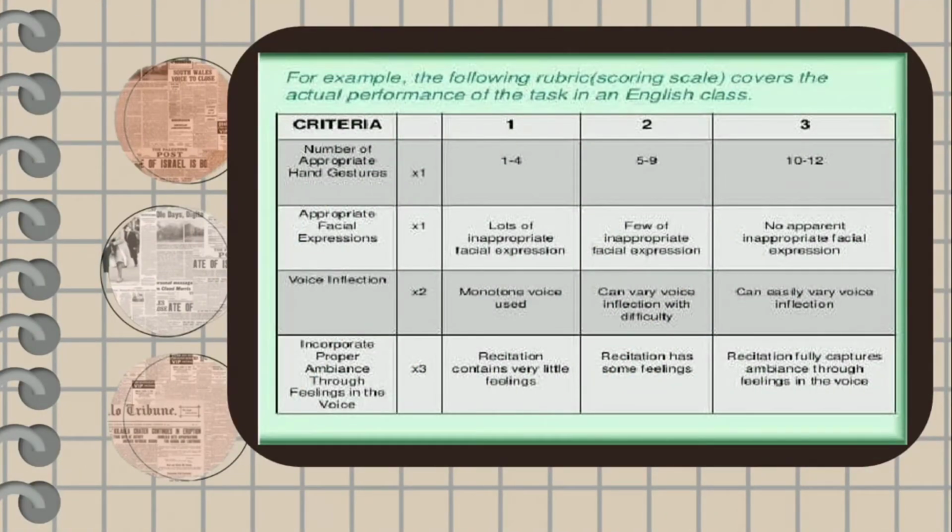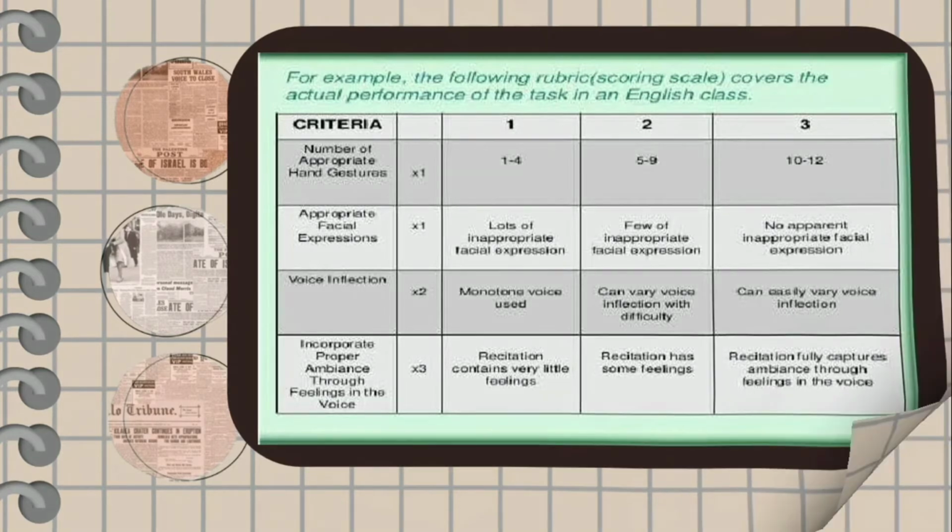So this table shows an example of a rubric or a scoring scale which covers the actual performance of the task in an English class. So there are 4 criteria in the table. First, the number of appropriate hand gestures. Second, the appropriate facial expressions. Third, the voice inflection. And fourth, the incorporate proper ambience through feelings in the voice.